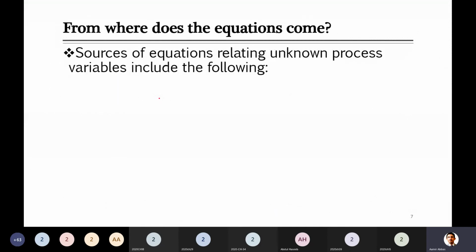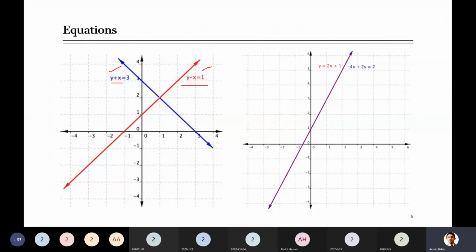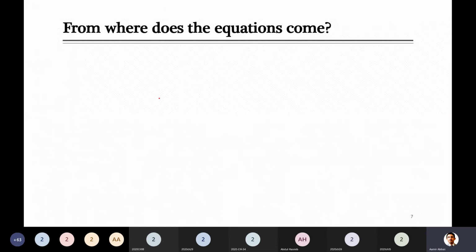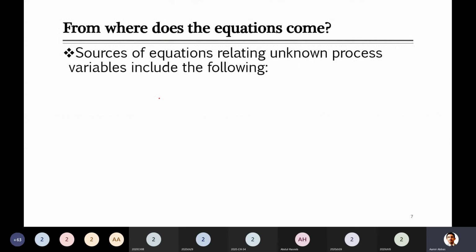Now this is the last slide. Here we have to conclude. Up to here, I was giving you some common examples of algebraic systems. But when you are solving material balance, one question can come to your mind: from where will I get the equations? Can you tell me some options from where I can get the equations to solve unknown problems? Hello guys. You tell me?